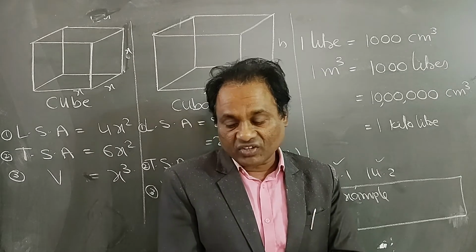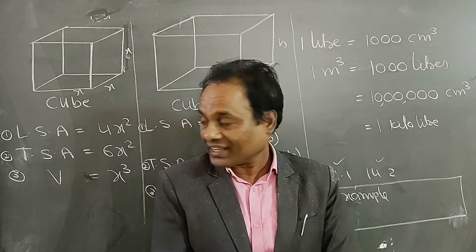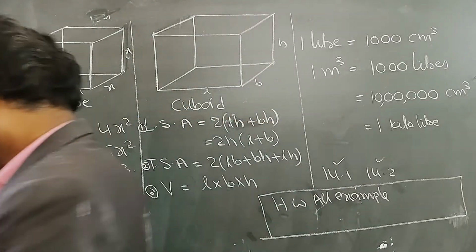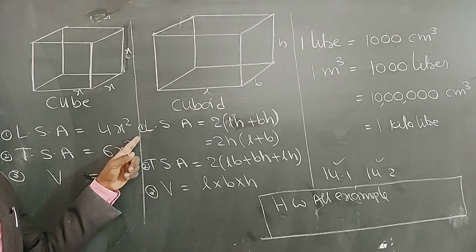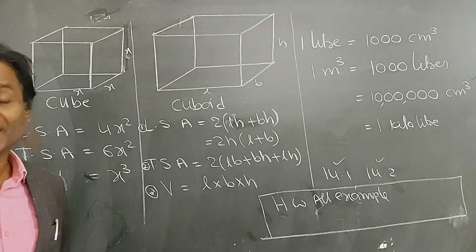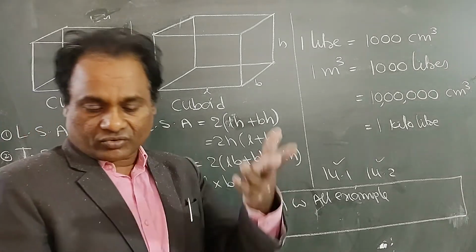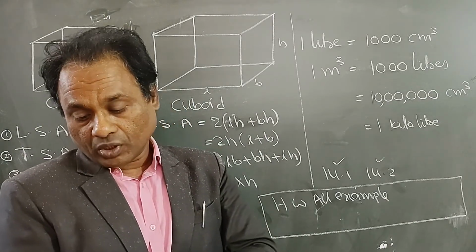Second problem: the edge of the cube is x. The total surface area is 6x square. If each edge is doubled, x will become 2x. In place of x, we write (2x) whole square, that means 4x square. So the area will become 4 times. See that problem.